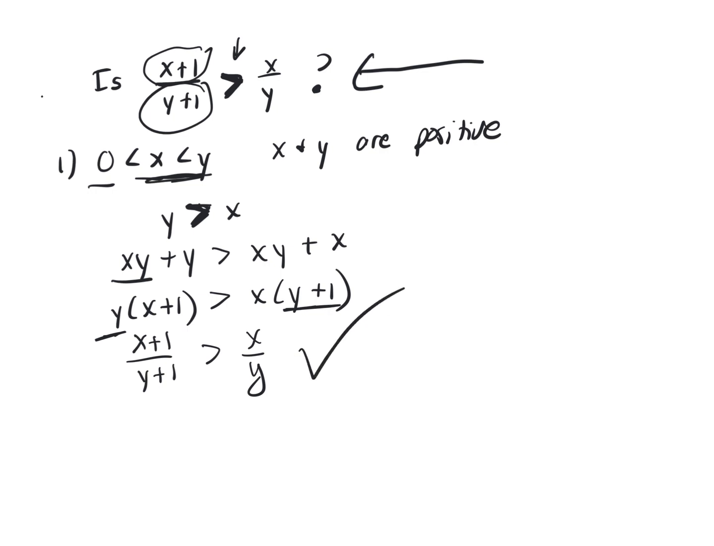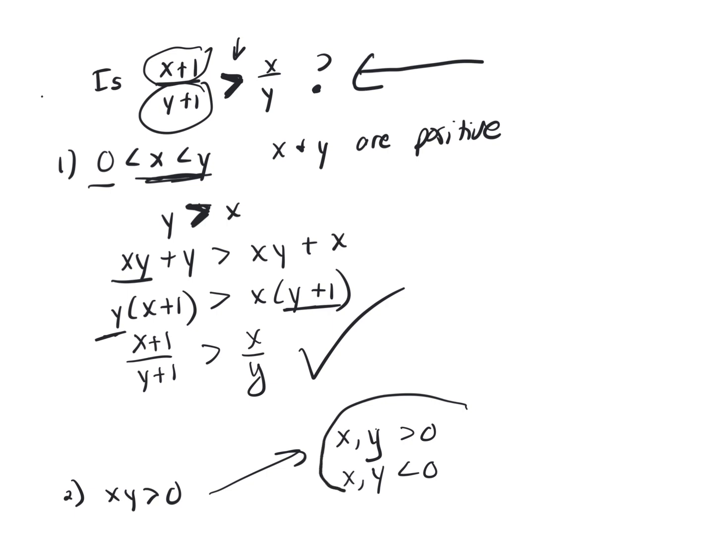Clue 2, it's not going to work. It's too many possibilities. X times y is greater than 0. That means x and y, both of them, are greater than 0, or it means x and y are both negative, because a negative times a negative is a positive. And so you've got too many combinations. That's not going to work to figure that out. Answer is A.